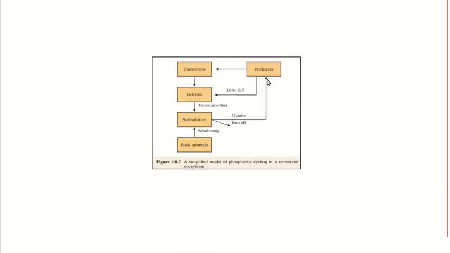So a simplified phosphorus cycle in a terrestrial ecosystem. It begins with the rock minerals undergoing weathering and forming the soil solution, which is taken up by the producers, and from them the phosphorus enters into the consumers and finally into detritus, and by decomposition it enters into the soil solution. So there are 2 ways of the phosphorus entering into the soil solution. One is by weathering, another is by decomposition of the existing organisms. So this chart might be given for 3 mark or 2 mark questions.